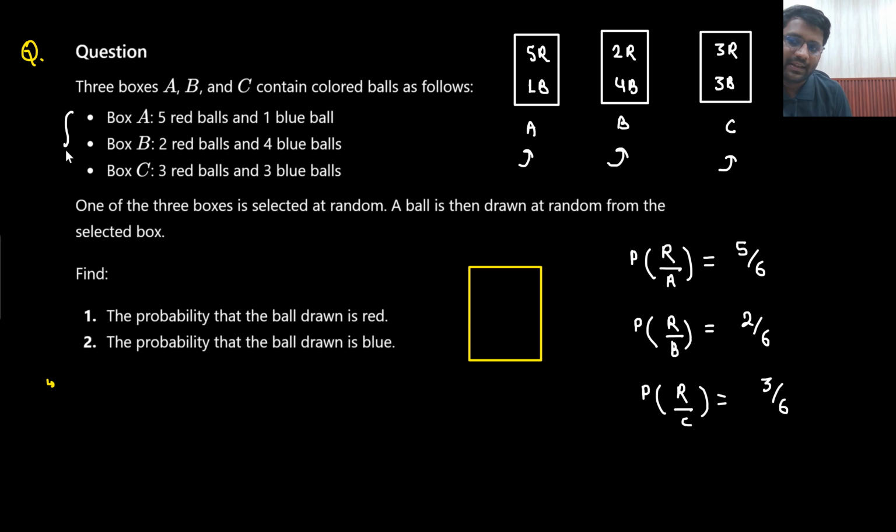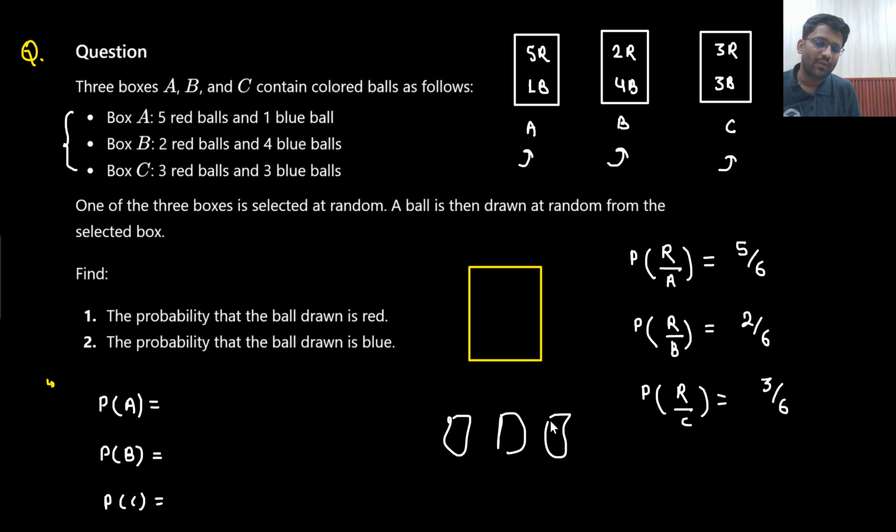Now 3 boxes are there. What is the probability of selecting box A? What is the probability of selecting box B? What is the probability of selecting box C? Let's just say there are 3 boxes in front of you. What is the probability that you will select this box? That will be 1 by 3. What is the probability that you will select this box? That is also 1 by 3. And what is the probability that you will select this box? That is also 1 by 3.